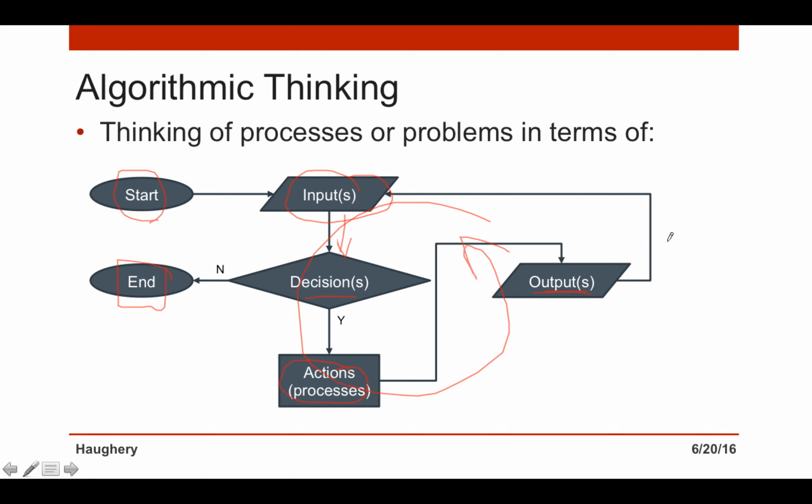But really, the takeaway from this slide is that algorithmic thinking, or an algorithm, is a step-by-step process. It has inputs, it has decisions, actions, outputs, and it can be represented as a flowchart, which is what we have here. I mean, we've represented this generalized algorithm as a flowchart.